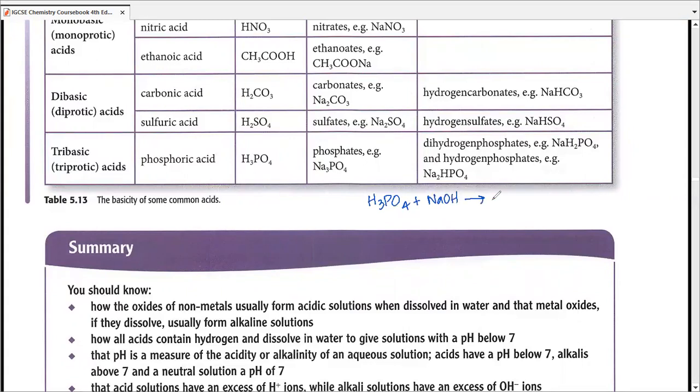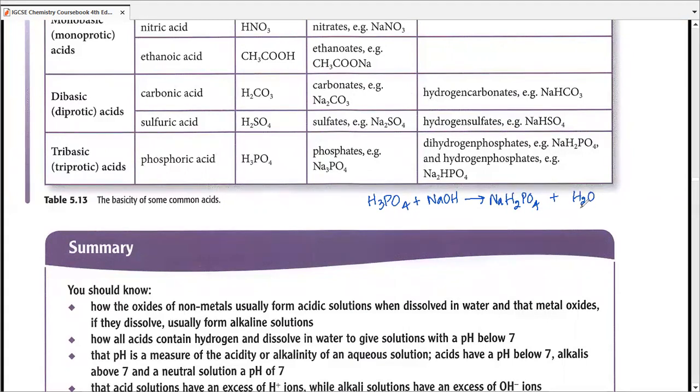If it reacts with just one NaOH molecule, it is going to form... Now, how do we do it? Try to understand it. Take one hydrogen out of it, what are we left with? H2PO4. And instead of one hydrogen, just write one sodium ion. That hydrogen is going to react with OH and form water, so one molecule of water.